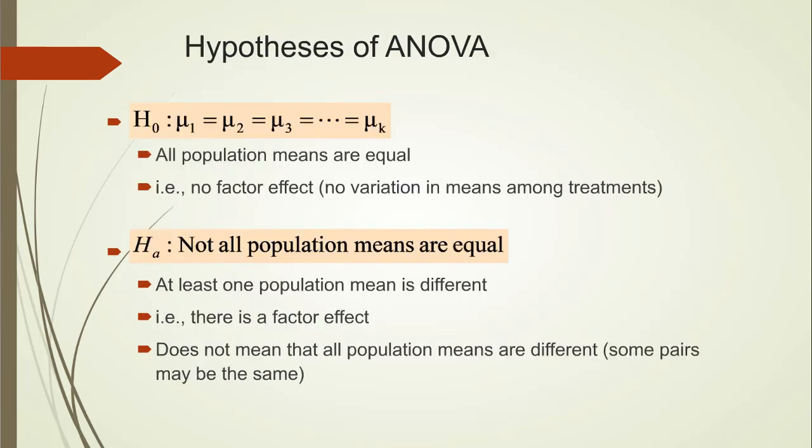Let's take a closer look at the hypotheses of ANOVA. The null is all population means are the same. This suggests that there is no factor effect or no variation in means among different treatments. The alternative is not all means are equal, suggesting that there is a factor effect. We do not need to have all means to be different from each other.